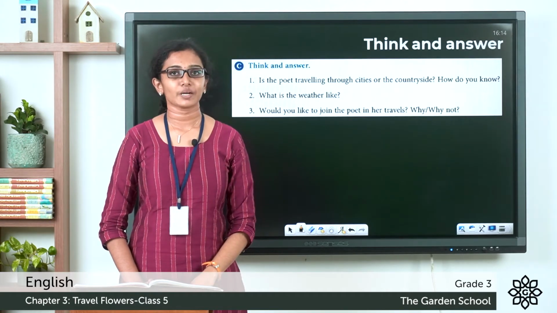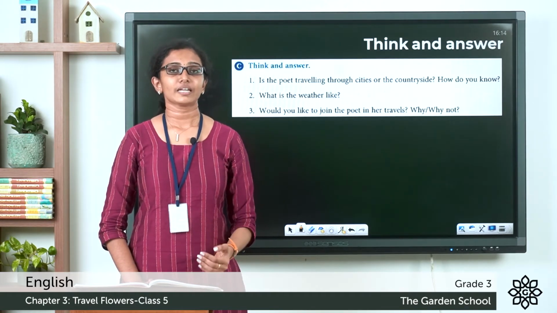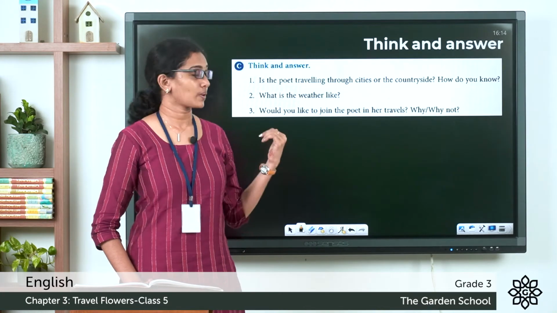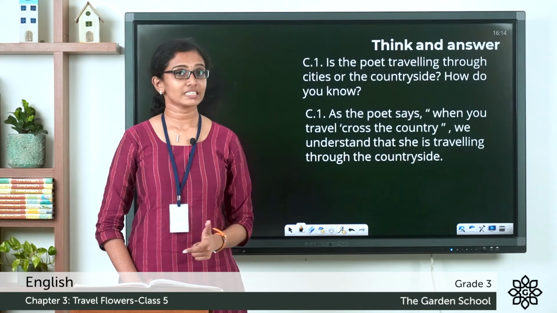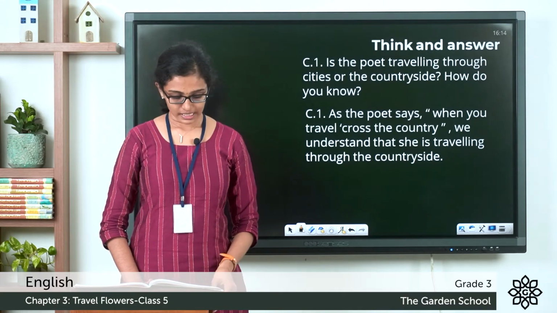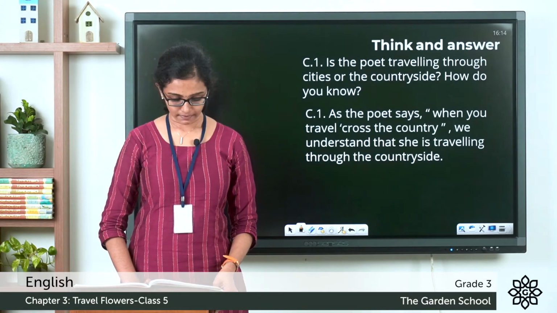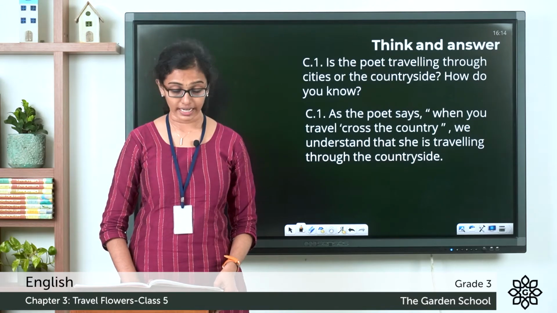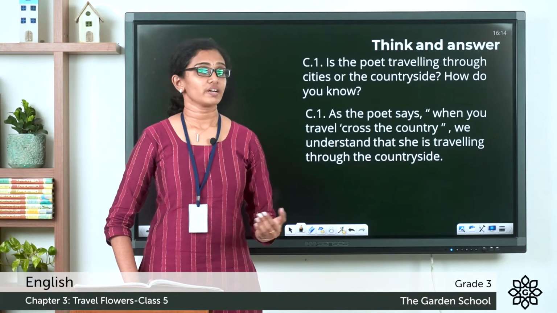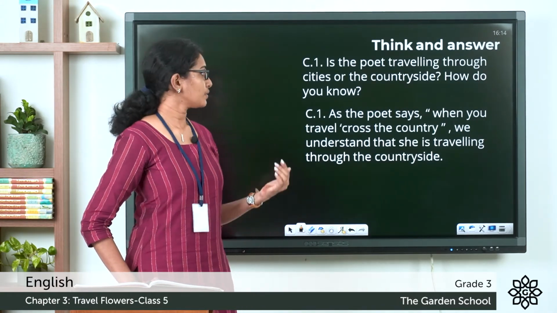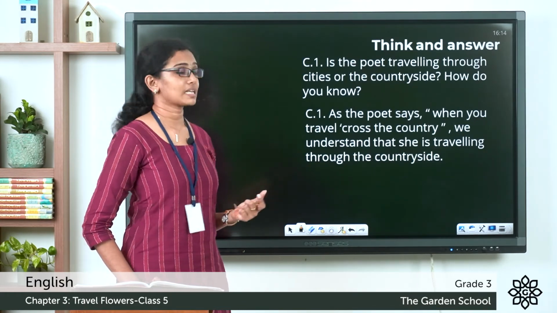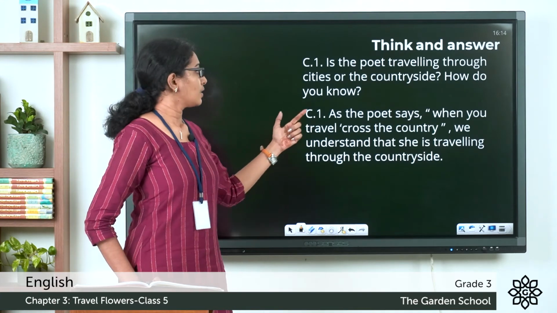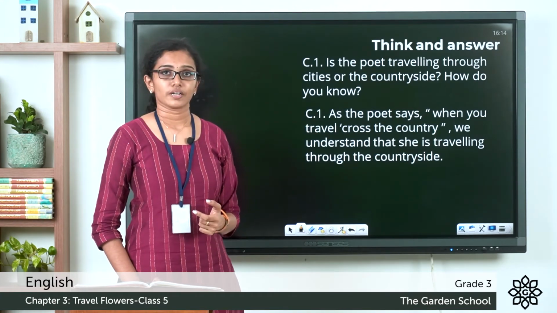Children, I hope you are done with that activity. Now, let me share my thoughts on these questions and how I would have answered them. So let's see the first question. Question number 1, is the poet traveling through cities or the countryside? How do you know? So if I were to answer, I would have thought of the first stanza of the poem. In the first stanza, the poet says, when you travel across the country.